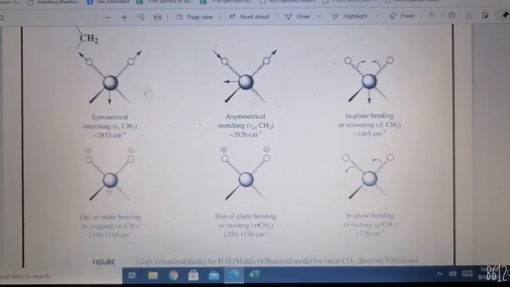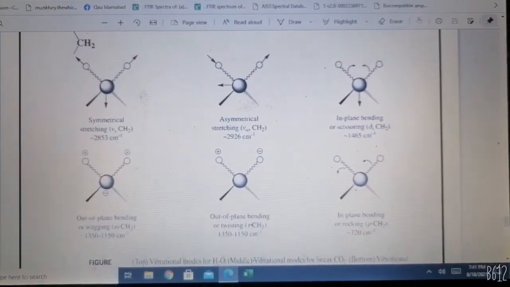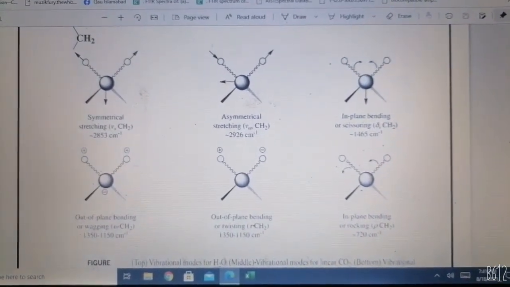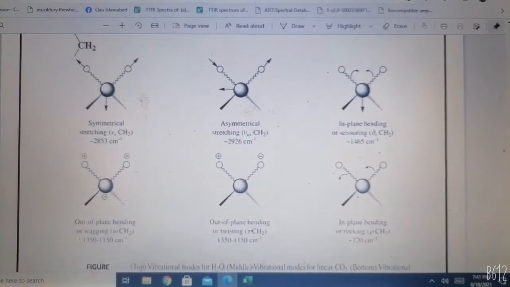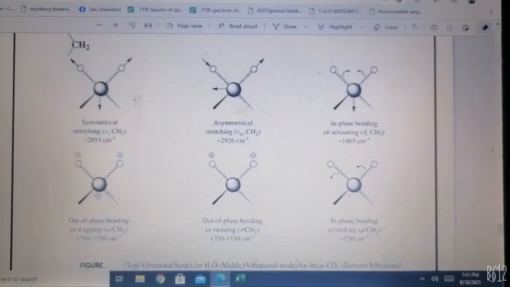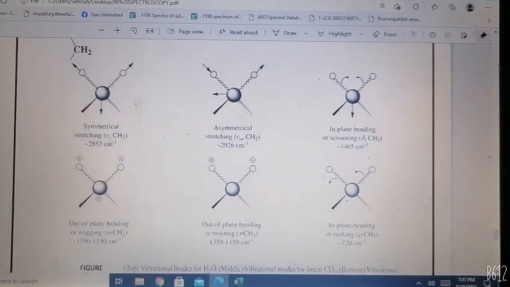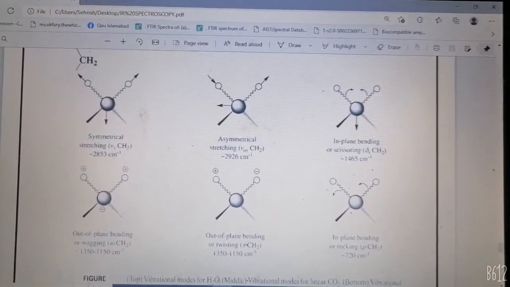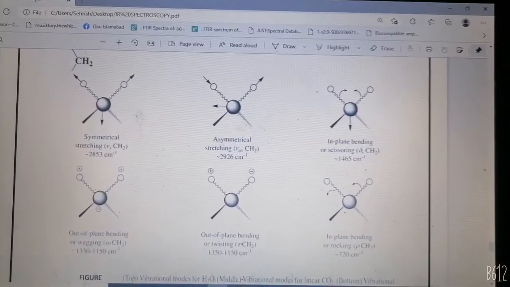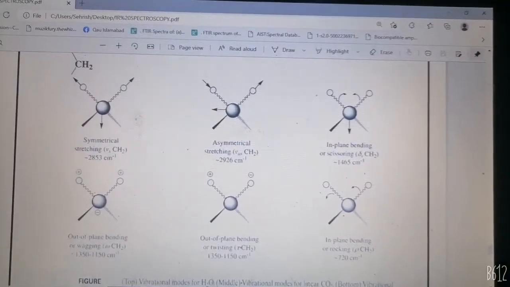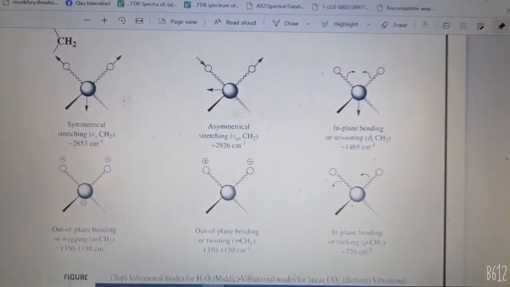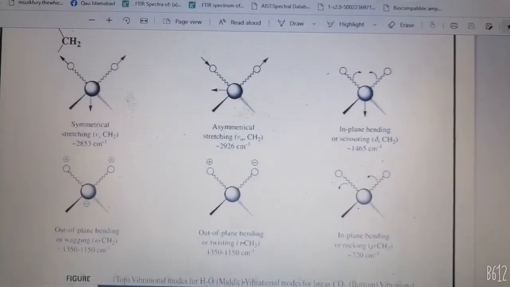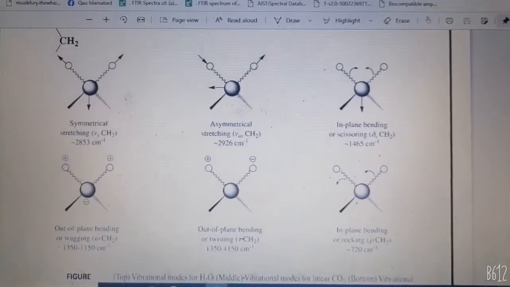Here you can see the CH2 molecule, and in this diagram you can see the symmetrical stretching of the CH2 molecule, the asymmetrical stretching, then in-plane bending, out-of-plane bending, or you can say twisting or wagging, and in-plane bending or rocking. And under these diagrams you can also see that frequencies are written.